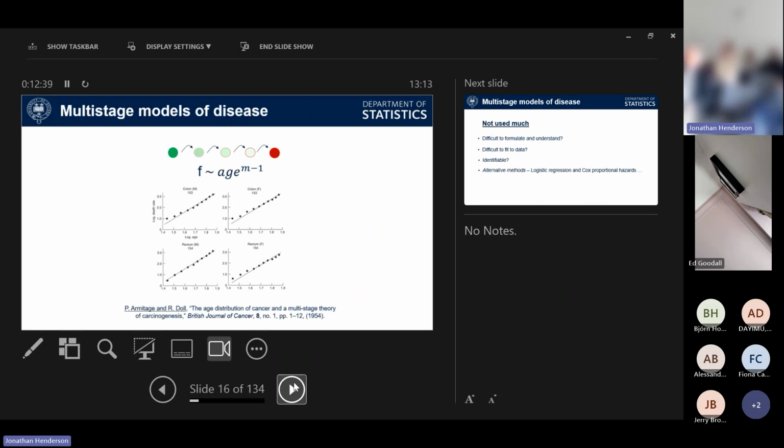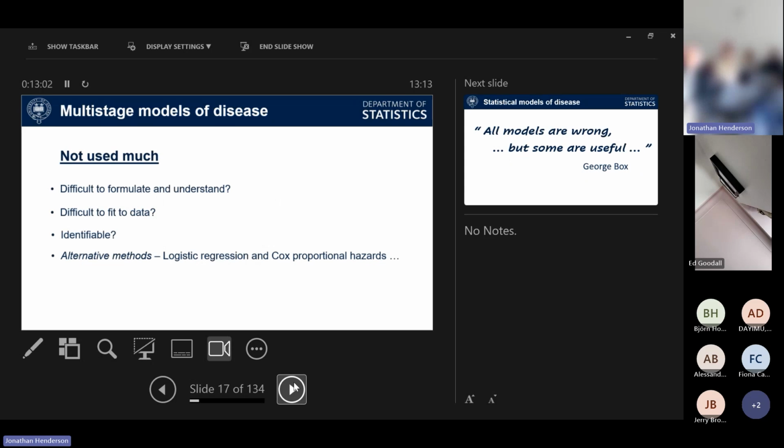And they realized that if they plot the data on a log-log scale, you should see a straight line, and that the slope of that line would give you information about the number of steps that are needed to trigger the cancer. And this seemed to work pretty well, and it must have been very exciting at the time. But since then, the model hasn't really got that much use.